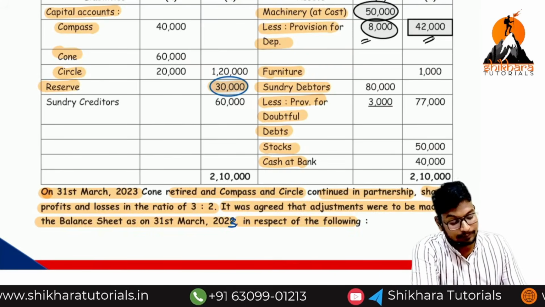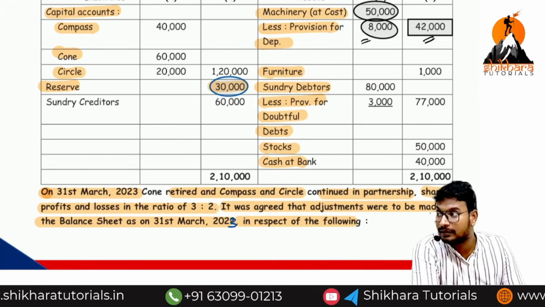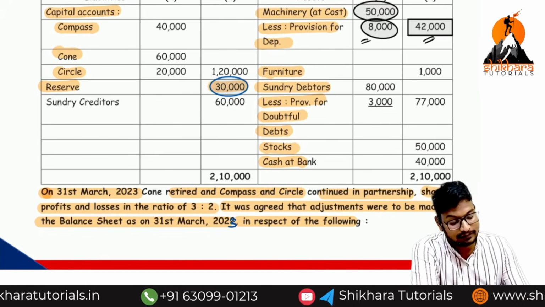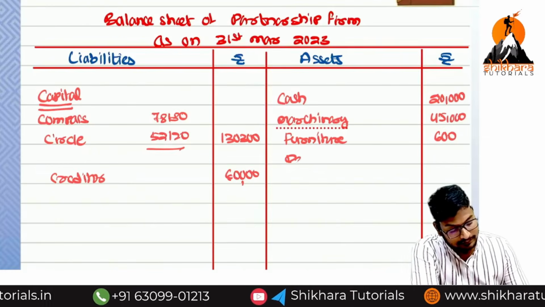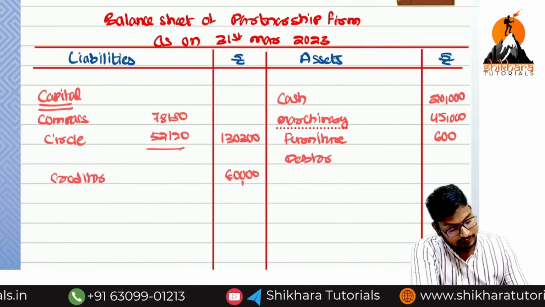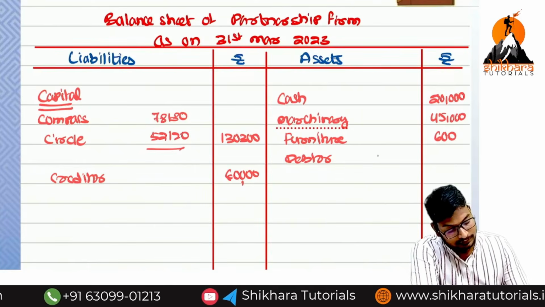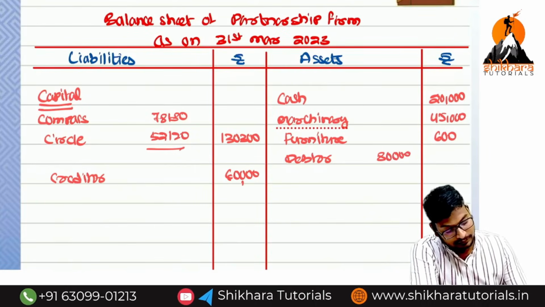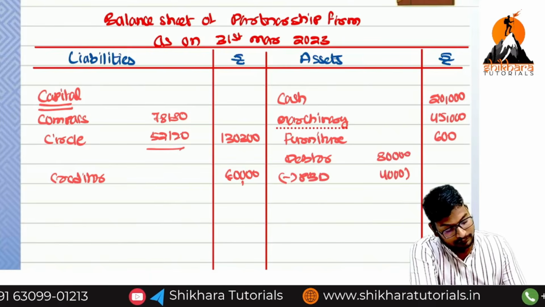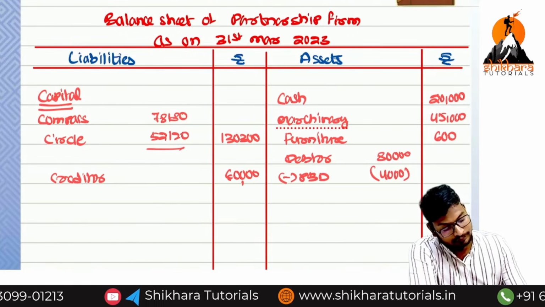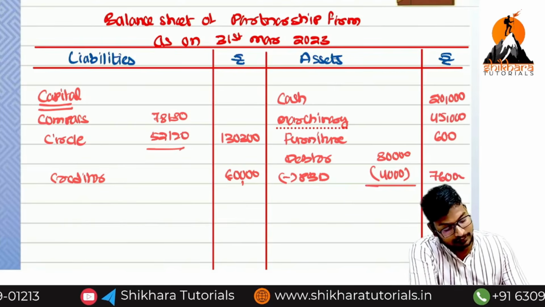80,000. Provision how much we need to maintain? 4,000. So here instead of 3,000, how much amount we need to reduce? 4,000. So debtors how much, Amma? 80,000 minus PPD 4,000. What is the net amount, Amma? 26,000. Guys, are you getting it?